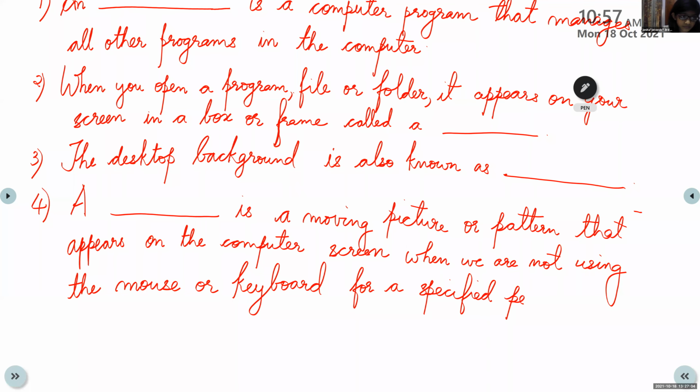Ma'am, my specified spelling is specified. Specified period of time. S-P-E-C-I-F-I-E-D. Specified period of time. That was the fourth question.